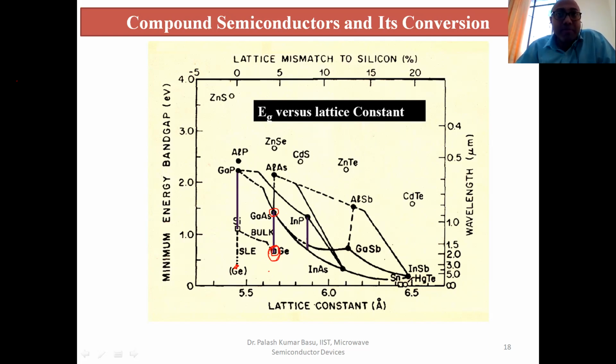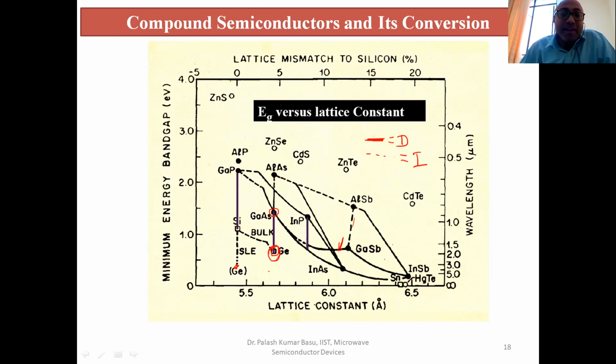Another thing, if you are careful, there are dotted structures and solid structures. You can see this line is solid, and there is also a dotted line. A solid line means direct band gap, and a dotted line means indirect band gap. Here also we are doing the same thing. For example, we discussed yesterday that aluminum arsenide is an indirect band gap semiconductor, while gallium arsenide is a direct band gap semiconductor.